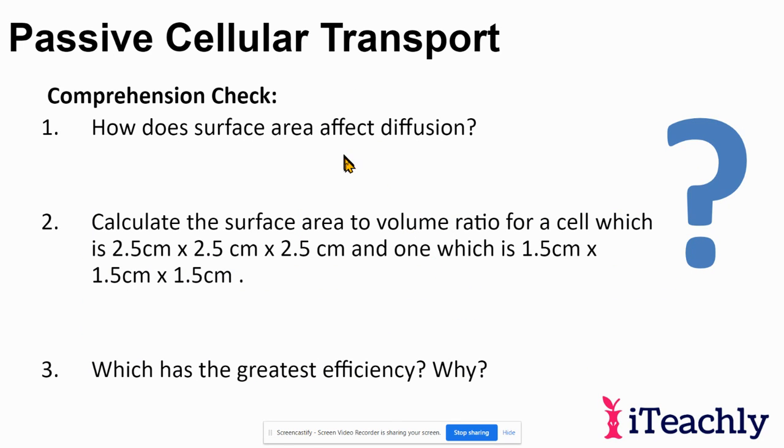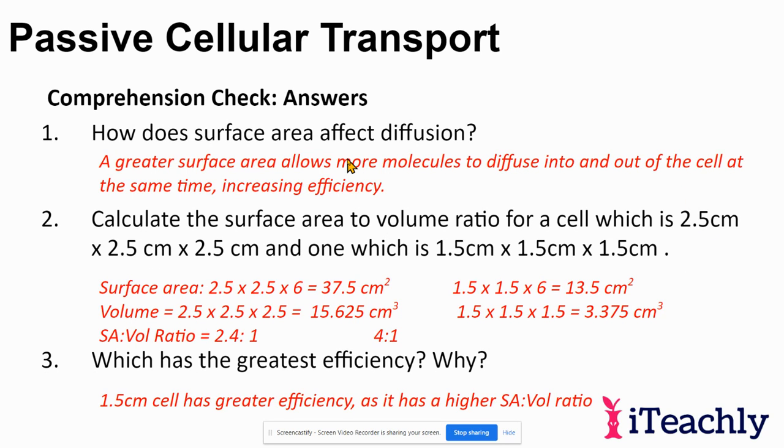So how does surface area affect diffusion? The greater surface area allows more molecules to diffuse into and out of the cell at the same time, increasing efficiency. That's what you really need to know. That's the end result. I actually don't think I'm going to have you calculate surface area to volume ratio, but you should know that the higher the surface area to volume ratio, the better. That's better for the cell because it has more surface area to move things in and out of the cell. Okay, so I'll skip over that.